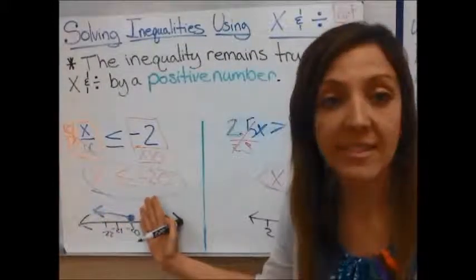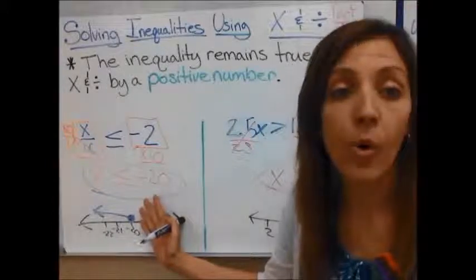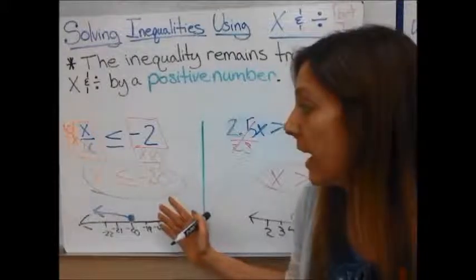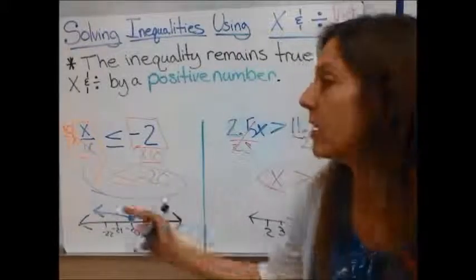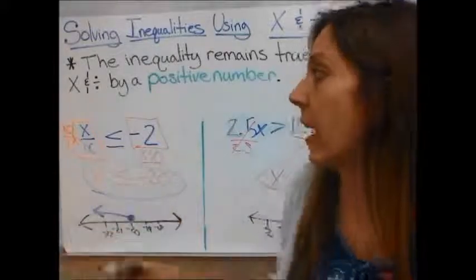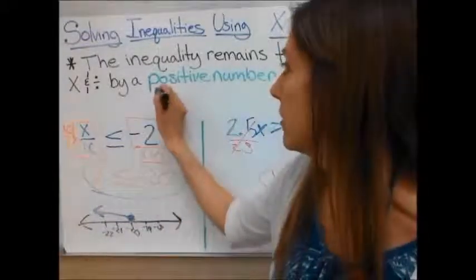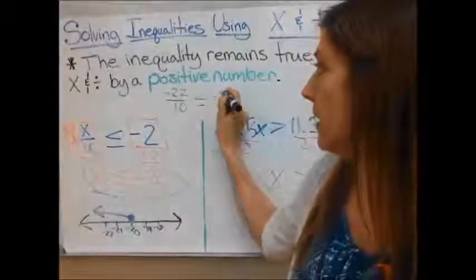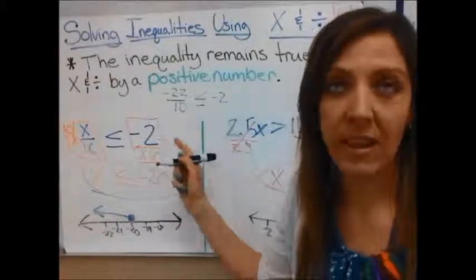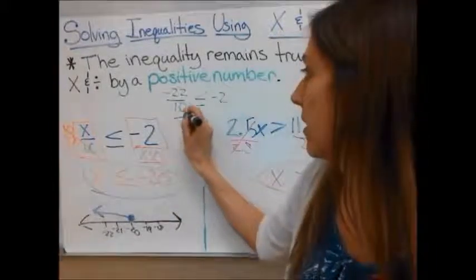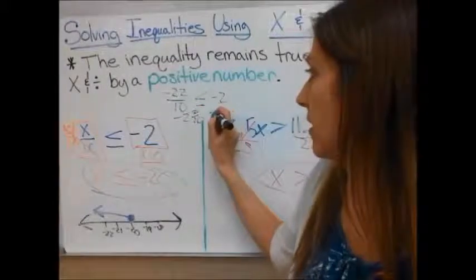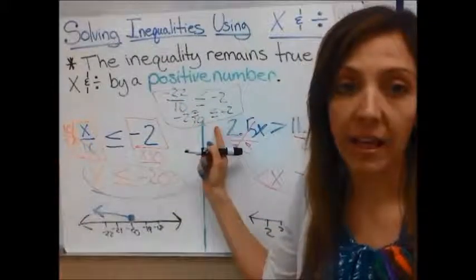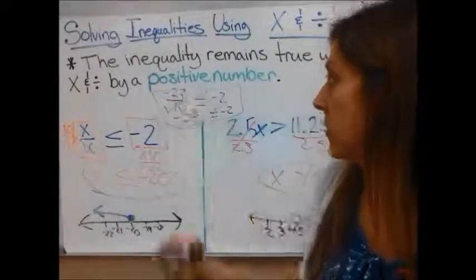For this inequality, we said x is everything that is less than or equal to negative 20. So x could be negative 20, negative 21, negative 22, and so on. I'm just going to pick one of those numbers and plug it in for x. I'm going to go with negative 22. So negative 22 divided by 10 is less than or equal to negative 2. Negative 22 divided by 10 gives me negative 2.2, negative 2 and 2/10. And negative 2 and 2/10 is definitely less than negative 2, so it checks.